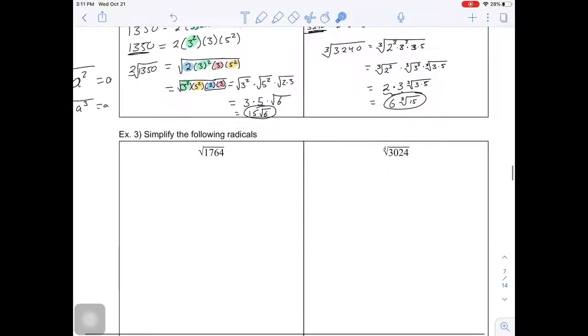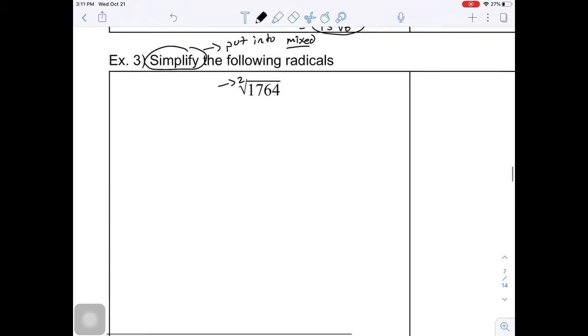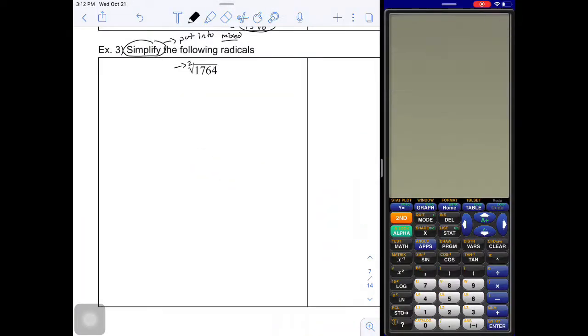So let's go forward and let's keep simplifying. Simplify simply means, in terms of simplifying the following radicals, it means put into mixed radical form. So it's the exact same thing. So here, remember, this is the square root of 1,764. So we're going to apply the same thing. We're going to take 1,764, and we're going to divide it by 4. So there you go. That's 4, and this is 441. 4 is divisible by 2, and that makes 2.